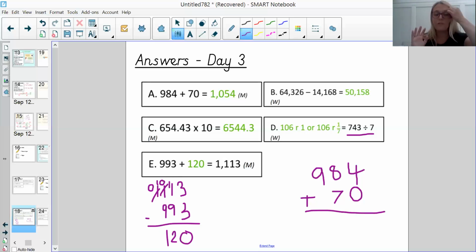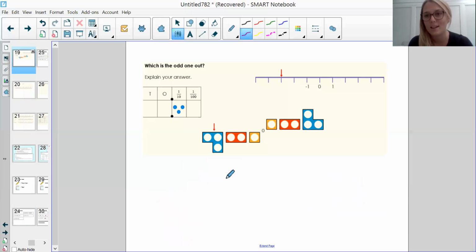Give yourself a score out of 5. Hopefully you've improved your score from yesterday, if you could, and towards the end of the week we'll be getting 5s all around. Right, so today we are going to be looking at negative numbers.